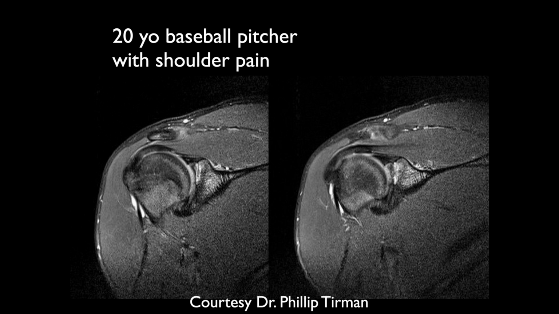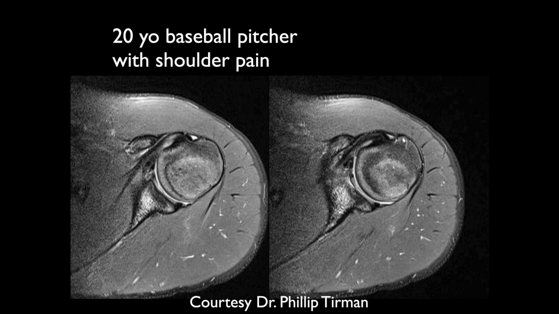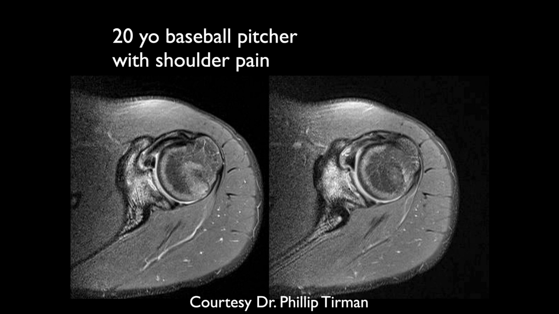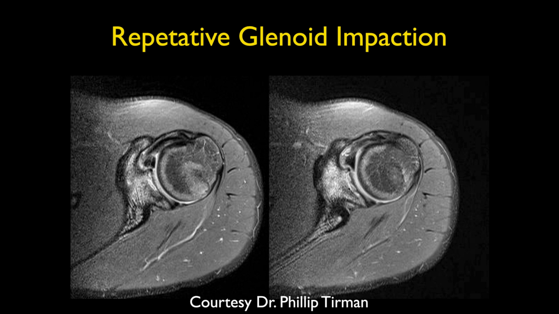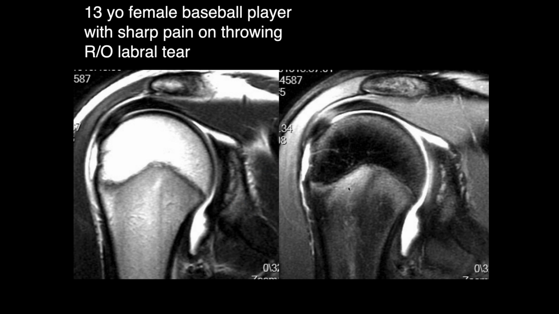Okay, well, this is the case that we left off with last time, which is a little older baseball player, and we're just seeing these chronic repetitive impaction injuries in the glenoid, typically the superior part of the glenoid, anterior superior glenoid here. This is a baseball injury, repetitive glenoid impaction. So, Jennifer, why don't you take this one?